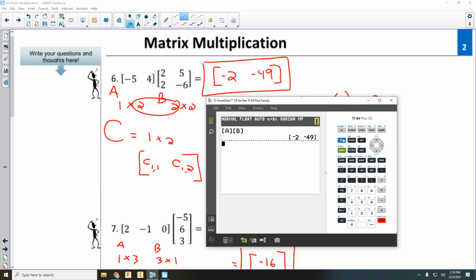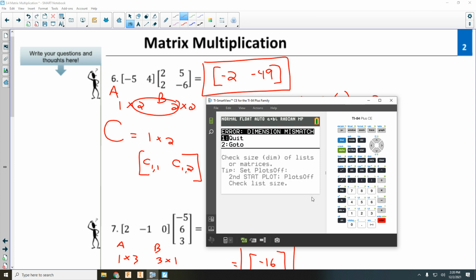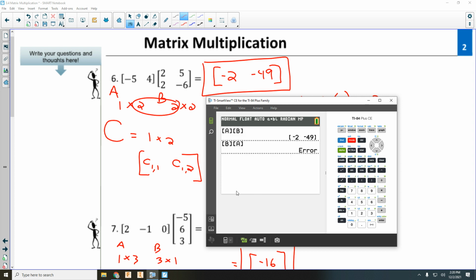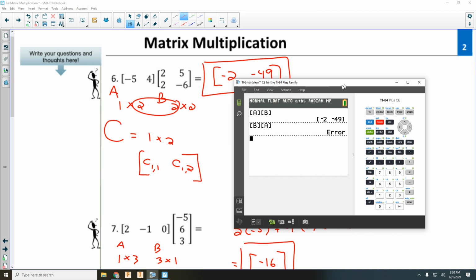Now notice if you try to do matrix B times matrix A, what's going to happen? What's going to happen if I try to multiply B times A? I got a dimension mismatch. It's undefined. Can't do it. Okay. Got it?